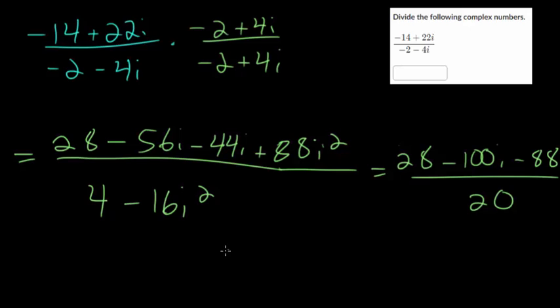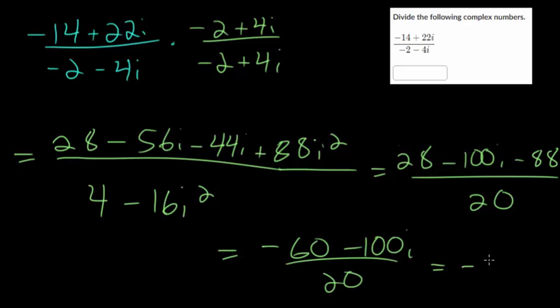So you get 20 down below, and 28 minus 88. So if you take away 8, that goes to 20, then take away 80, that goes to minus 60, minus 100i over 20, and this will simplify nicely. 60 over 20 is 3, and 100 over 20 is 5. So minus 3 minus 5i is our answer.